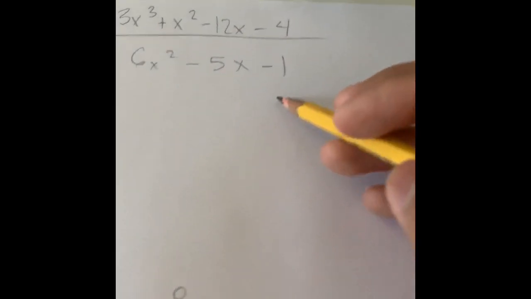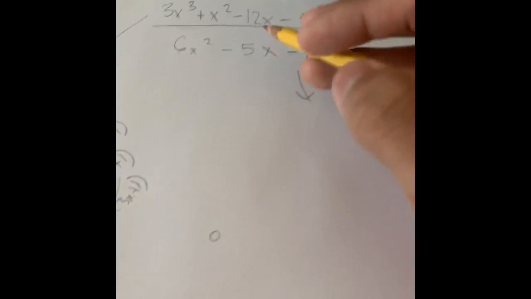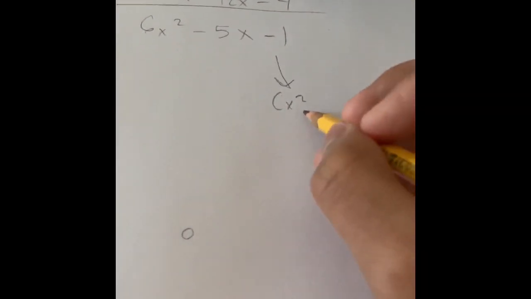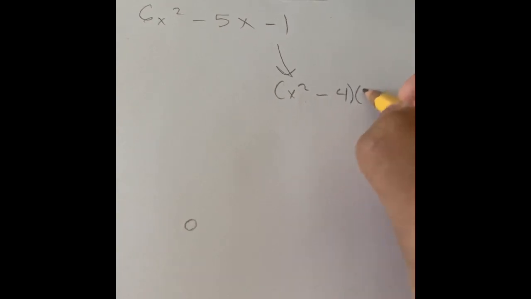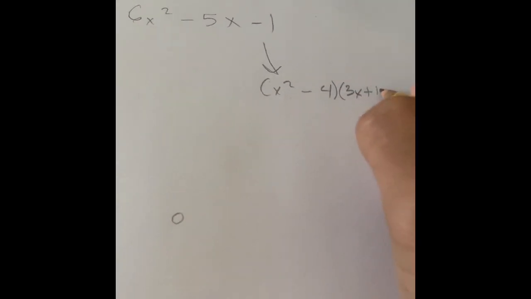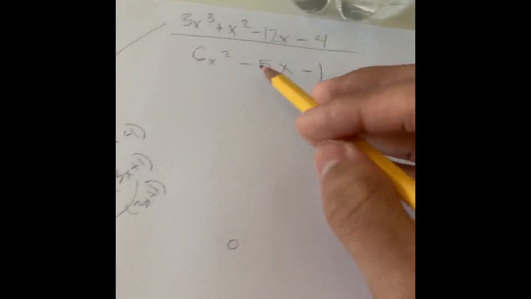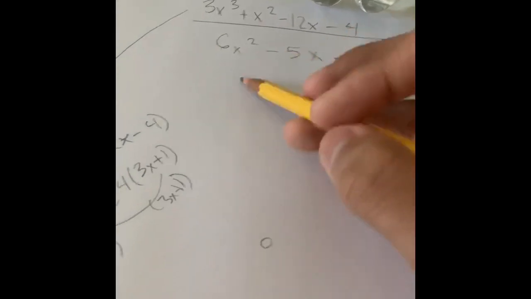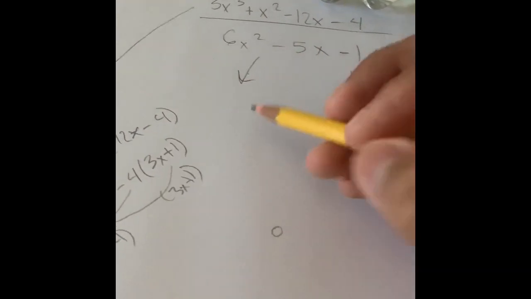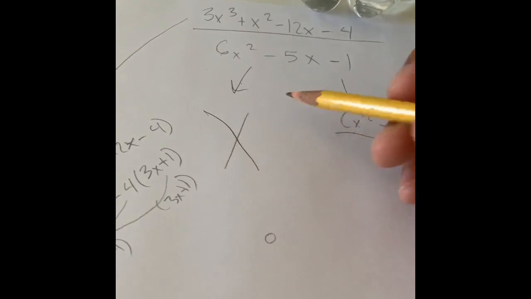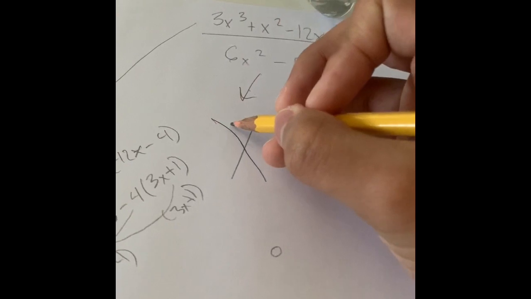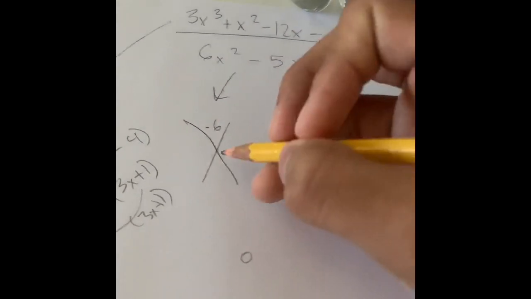So now, let's go on to our simplified numerator. Basically, it's x squared minus 4 times 3x plus 1. However, we have to simplify the bottom, and to simplify the bottom, you have to factor it. So let's get to factoring this. Here we use a times c, which is negative 6, and then b is negative 5.